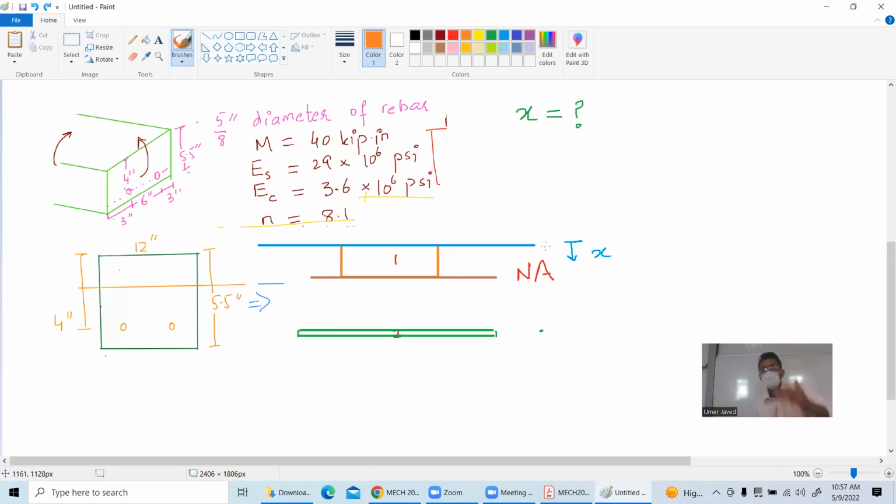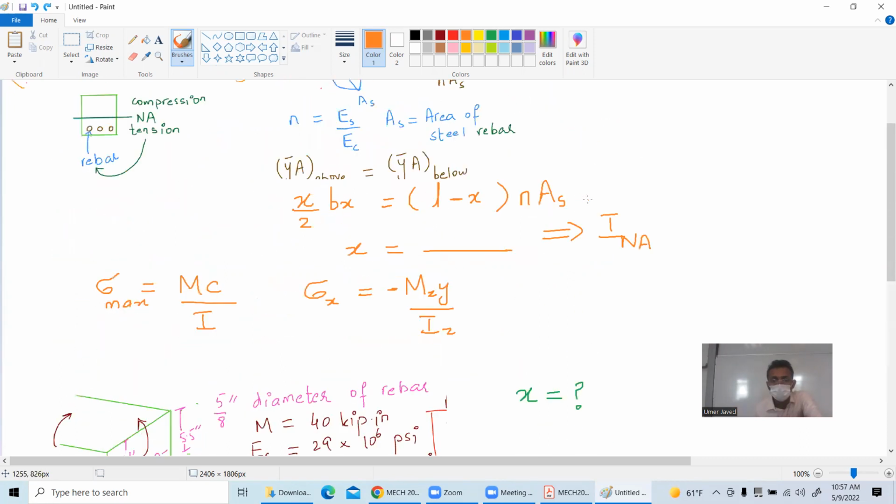X is your unknown. Your x is the distance from the reference line all the way up to the neutral axis. So I'm just correcting myself. I think I made a mistake. Just imagine you're trying to find the centroidal line. You're trying to find the neutral axis. So x is the distance of the neutral axis, or centroidal line for that matter, from the reference line.